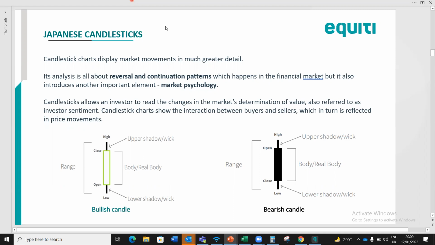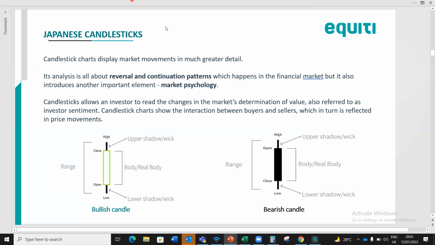I'm going to show you really shortly. All right, let's just finish this. Its analysis is all about reversal and continuation patterns, which happen in the financial market, but it also introduces another important element, which is market psychology. Just like I said, it will let you understand the sentiments and psychology of the people who are actually participating in that market. Candlesticks allow an investor to read the changes in the market's determination of value, also referred to as investor sentiment.